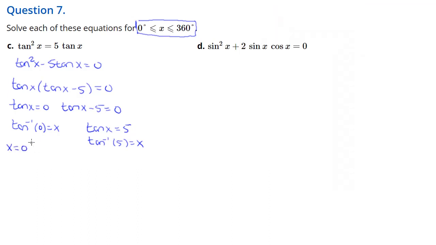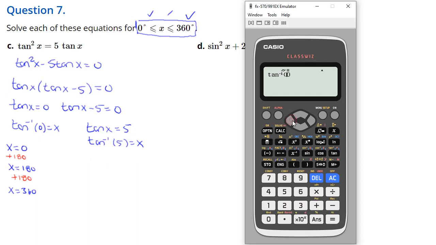And see, once I get my first angle, I just add 180 until I'm out of the domain. So 0 plus 180 is going to be 180. There's another answer. And then 180 plus 180, that's another answer. That's 360. Now, if the domain had said less than 360, not equal to, well, then I wouldn't be using it. But it does say equal to.